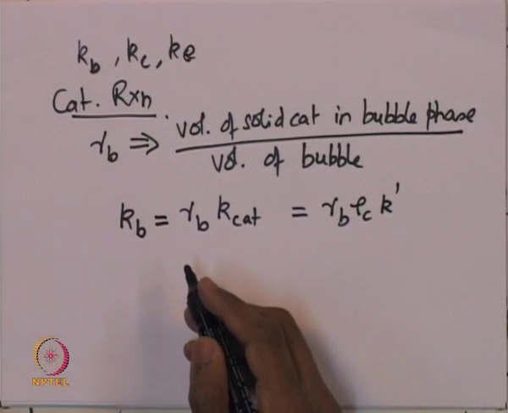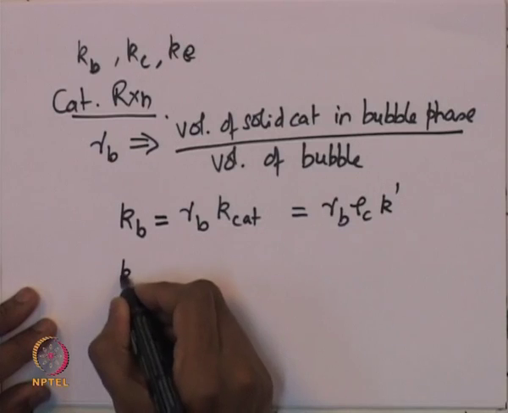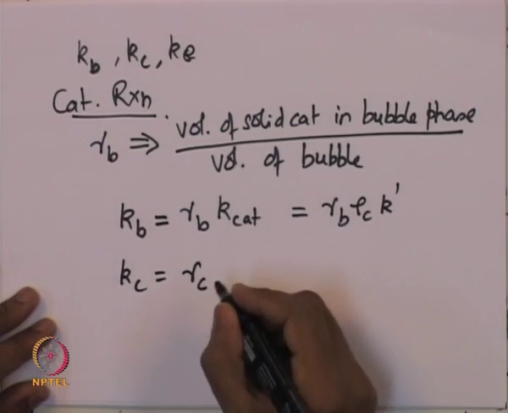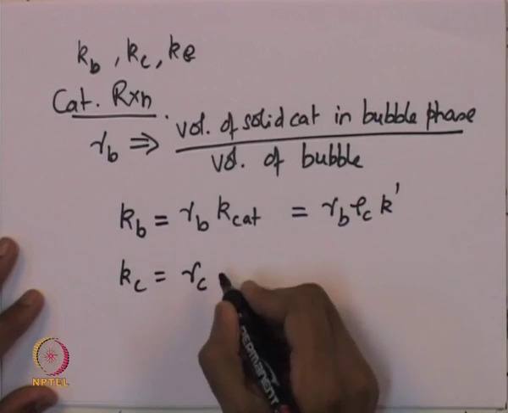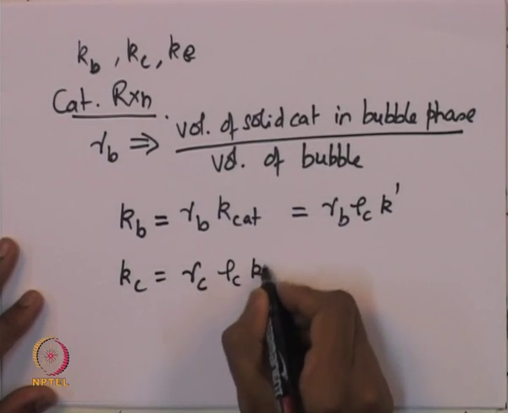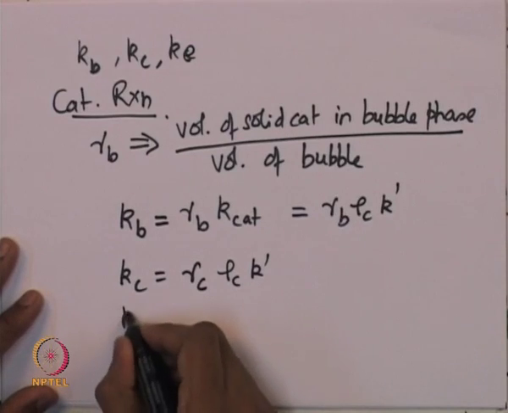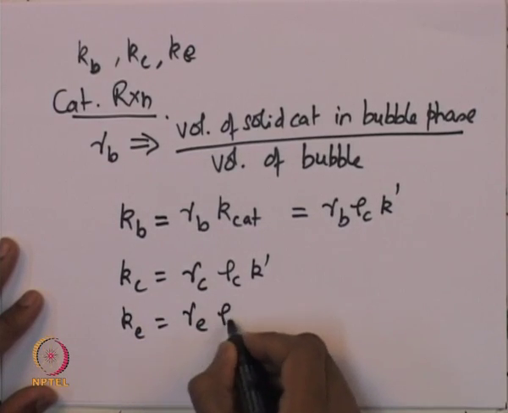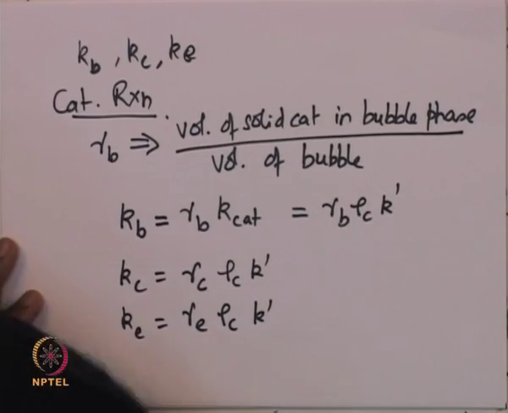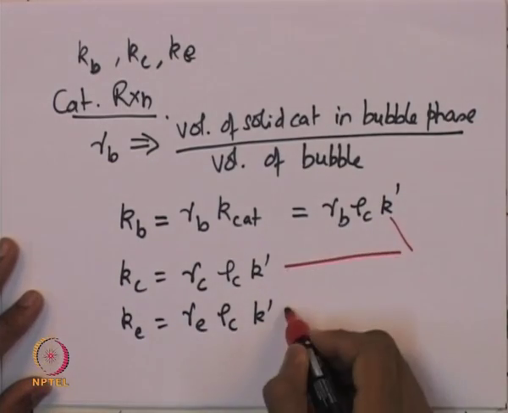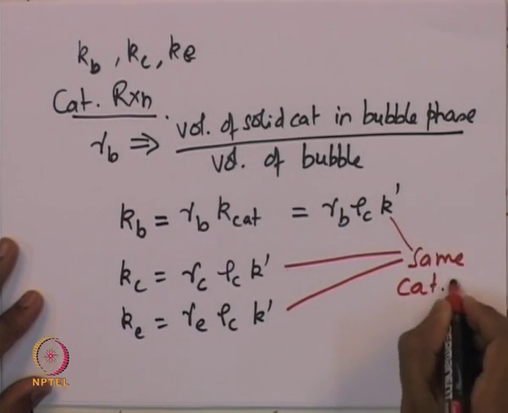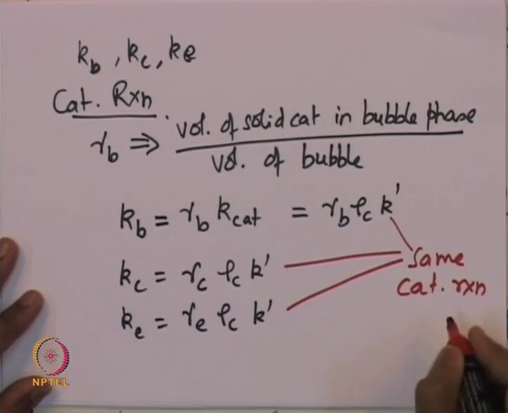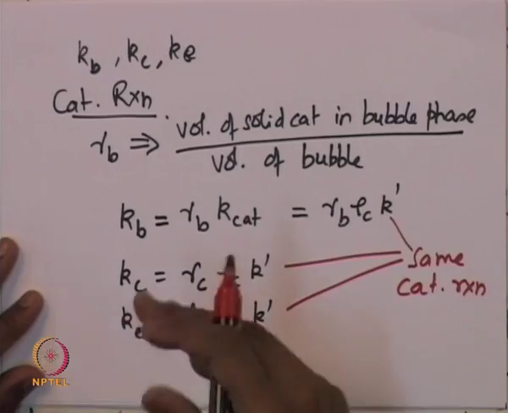Similarly, Kc is equal to gamma C, the fraction of the volume of the cloud phase which is occupied by the solid catalyst, multiplied by rho C into K prime. And similarly, Ke equals gamma E into rho C into K prime. Notice that K prime is the same, because it is the same catalytic reaction happening in the solid particles present in these three phases.